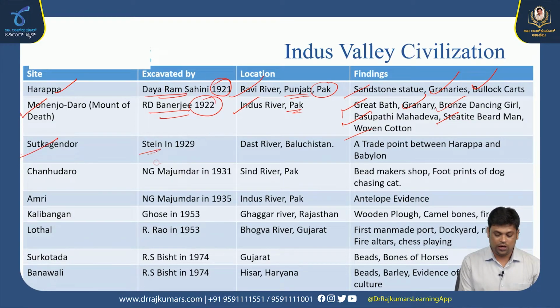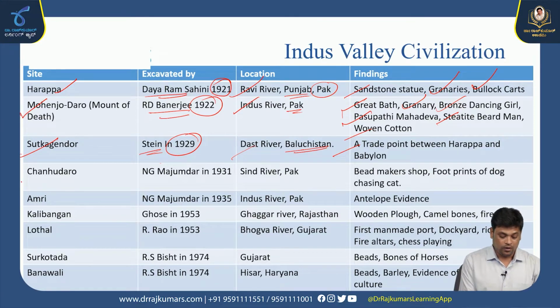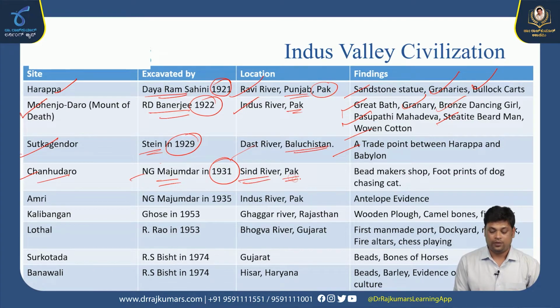Sutkagan Dor, Stein in the year 1929, Dasht River in Balochistan, Pakistan right now. It's a trade point between Babylon and Harappa. Chanhudaro, N.G. Majumdar in the year 1931, Sindh, Pakistan. A bead making shop and also the footprint of a dog chasing a cat were found there. Amri, N.G. Majumdar in the year 1935, located on the Indus River, Pakistan, antelope evidence.